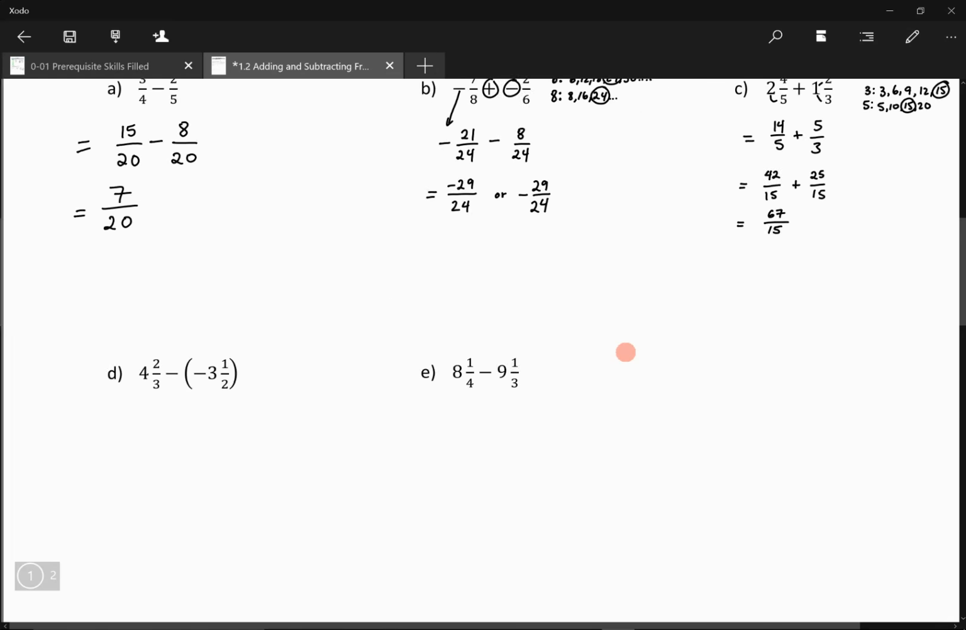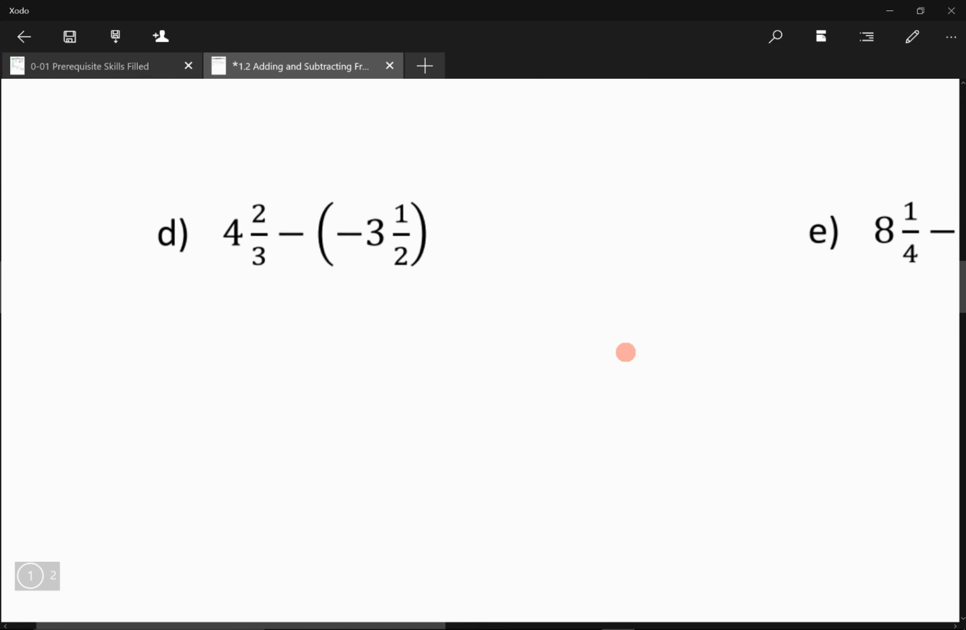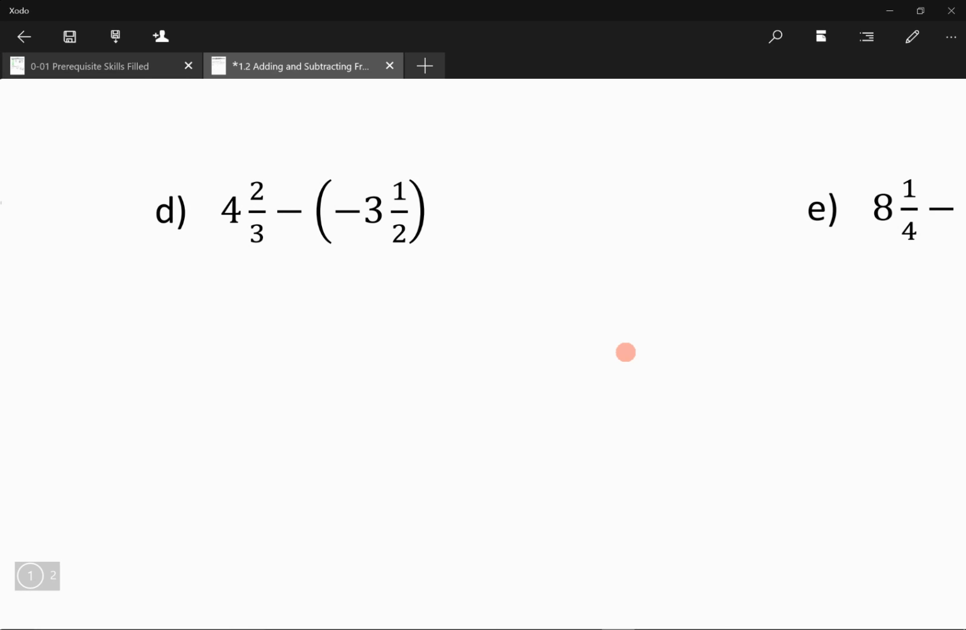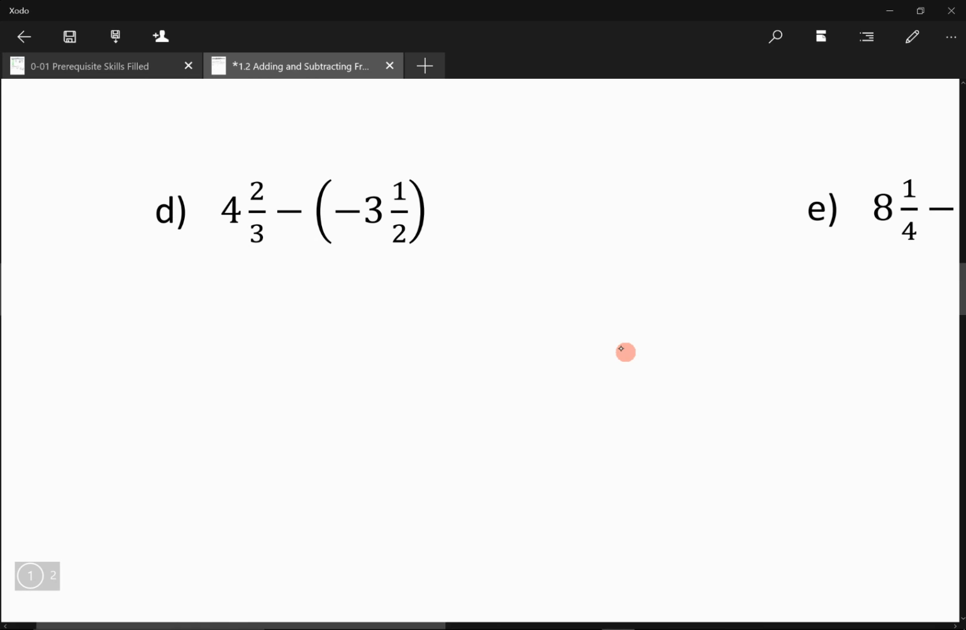Moving on down here. Again, I'm going to go at a little bit of a faster pace. You can pause the video if you need to just double check. So here, mixed number 4 and 2/3. 4 times 3 is 12, plus 2 is 14. So I'm going to write this as 14 over 3. The double negatives become a positive, so plus. And 3 times 2 is 6, plus 1 is 7 over 2.